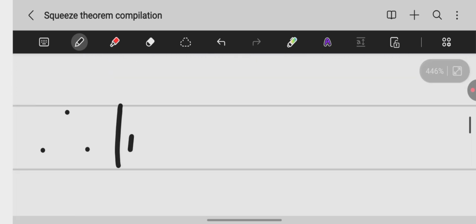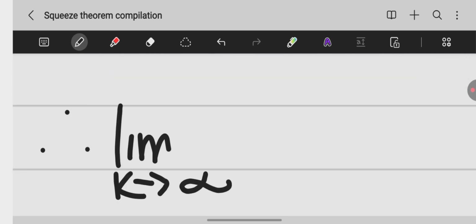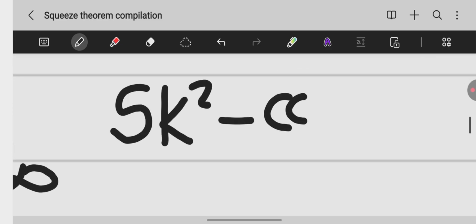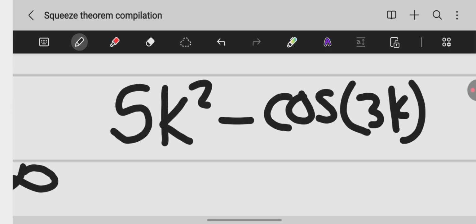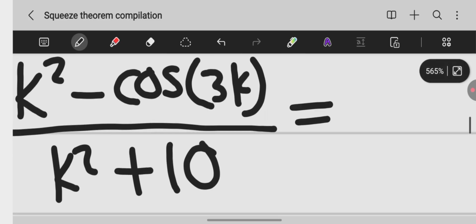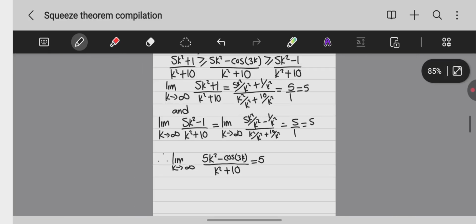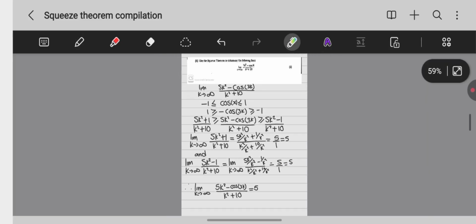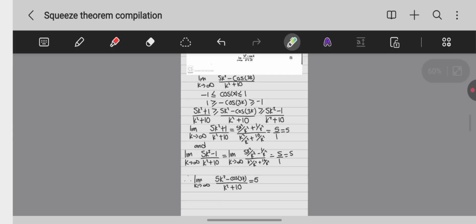And so by default, the limit as k approaches infinity of the given, which was (5k squared minus cosine 3k) over (k squared plus 10), is also equal to 5, right? And I hope it does make sense. That's really because we have two limits that are equal, and by default, the third one would also be equal to them.